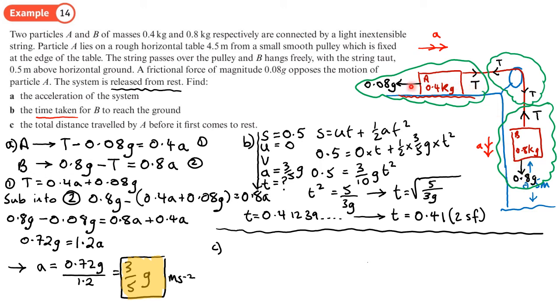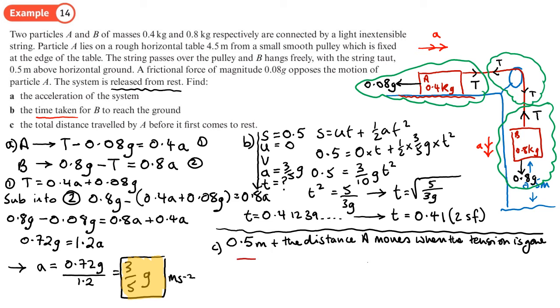Now, when the tension is gone, the acceleration on this changes. It changes to a deceleration. And we're going to use that deceleration with SUVAT to work out how far it moves. So our final answer is going to be 0.5 meters plus the distance A moves when the tension is gone. And the tension will go because this stops moving, this carries on moving, so this string goes loose. So how are we going to work that out? Well, when the tension is gone, the only force acting on A will be this force here.